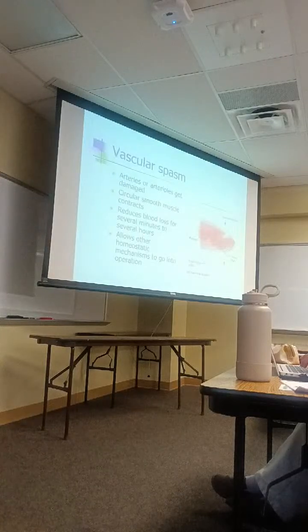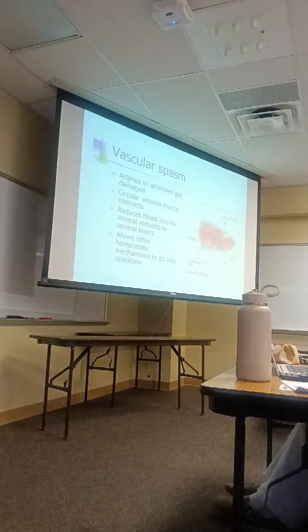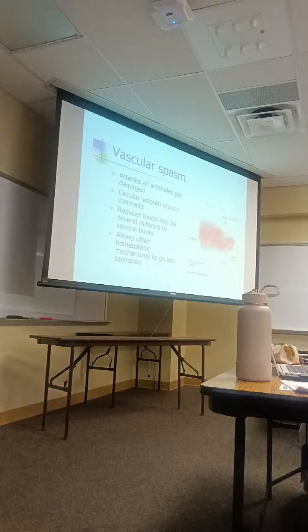So this is going to be caused because the circular smooth muscle contracts, making that vessel smaller. So hopefully we don't lose as much fluid, and it slows down that fluid loss, giving the other steps more time to happen. So giving time for those platelets to stick together, giving time for coagulation to kick in. So this can reduce blood loss for anywhere between several minutes to several hours, depending on the size of the vessel, how big the stimulus was, how much we're contracting. So allowing all those other mechanisms to come into play.